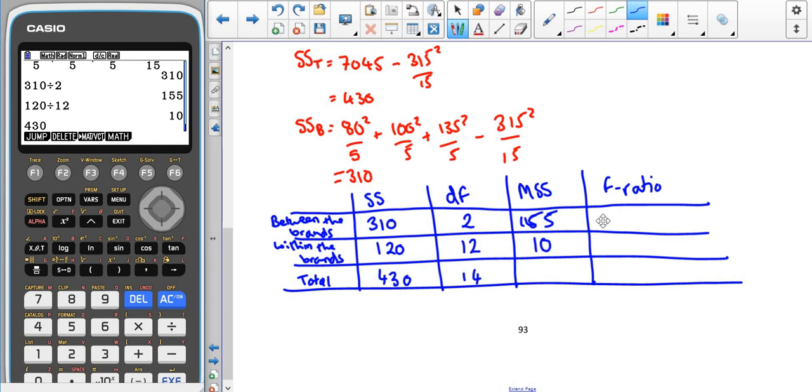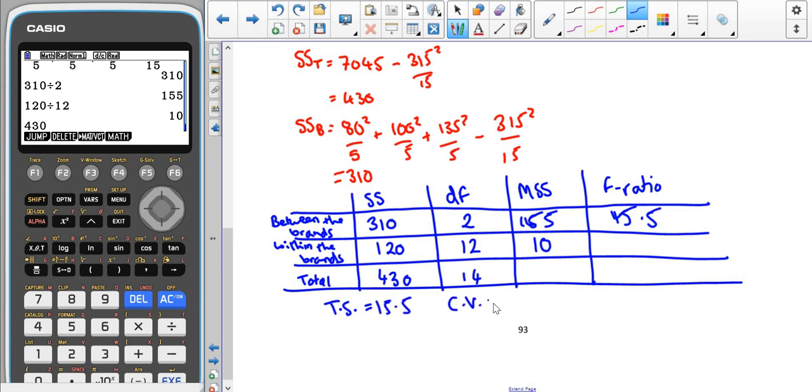Sorry, we don't have to do it for the total. We only do it for these two here. And then for the F ratio, we're going to do the between the brands mean of the sum of the squares divided by the within the brands mean of the sum of the squares. So we're going to have 155 divided by 10, which gives us 15.5 for our test statistic. So our F value, which is our test statistic, is 15.5.